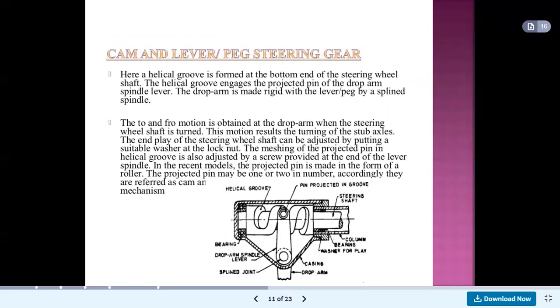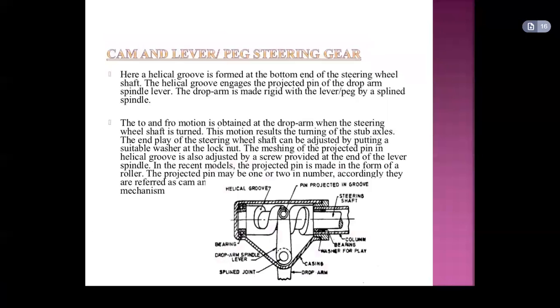If we see the next, cam and lever, or it is also called peg steering gear. Here, a helical groove is formed at the bottom end of the steering wheel shaft. The helical groove engages the projected pin of the drop arm spindle lever. The drop arm is made rigid with the lever or peg by a spline spindle.